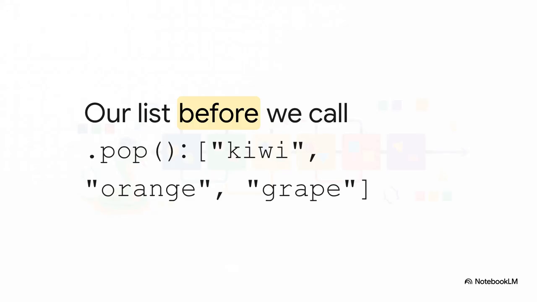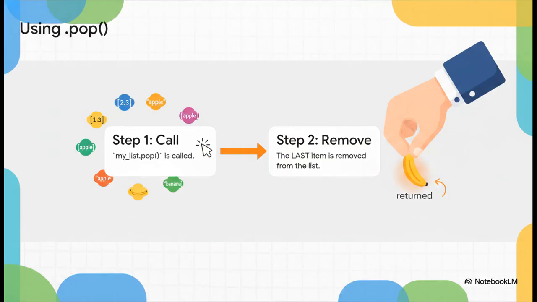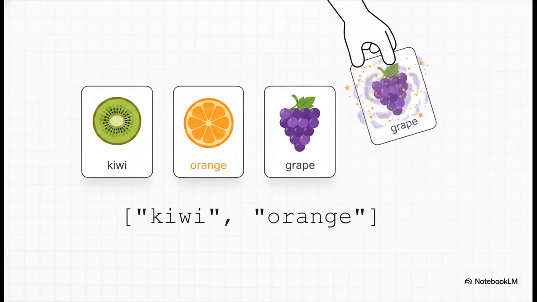All right, what about taking stuff away? Let's check that out. So here's our starting list. We've got kiwi, orange, and grape. Now we're going to use a method called .pop. When you just call .pop like that with nothing inside the parentheses, it does one very simple thing. It goes to the very end of the list, plucks off the last item, and gives it back to you in case you need it. And poof, there's the result. Grape is gone, our list is 1 item shorter. This is an incredibly useful trick, especially if you ever need to work through a list from back to front.